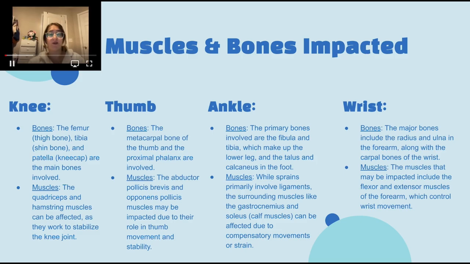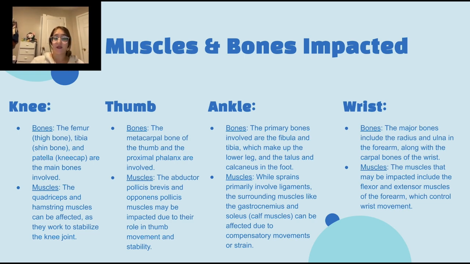Let's discuss muscles and bones impacted. Commonly affected areas when it comes to sprains are the knee, thumb, ankle, and wrist. When talking about the bones of the knee, the femur, which is the thigh bone, the tibia, which is the shin bone, and the patella, which is the kneecap bone, are the main areas involved. When it comes to the muscles, the quadriceps and the hamstring muscles can be affected.